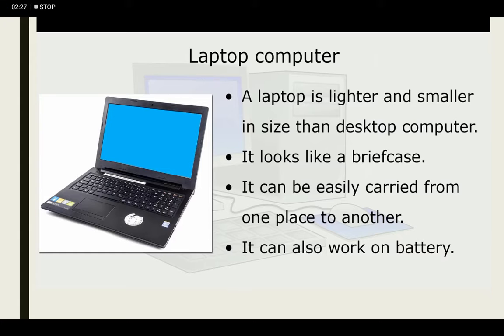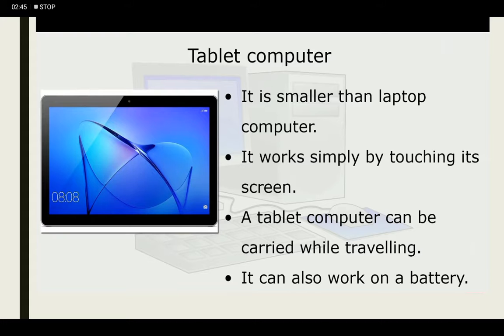Second one is laptop computer. A laptop is lighter and smaller in size than a desktop computer. It looks like a briefcase. It can be easily carried from one place to another. It can also work on battery. Next is tablet computer. It is smaller than a laptop computer. It works simply by touching its screen. A tablet computer can be carried while traveling. It can also work on a battery. So these are some microcomputers.